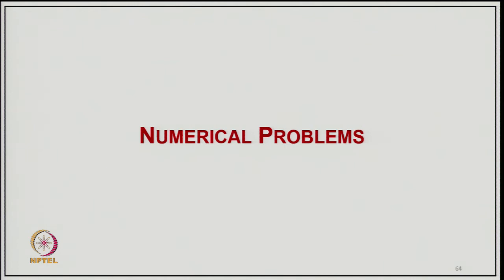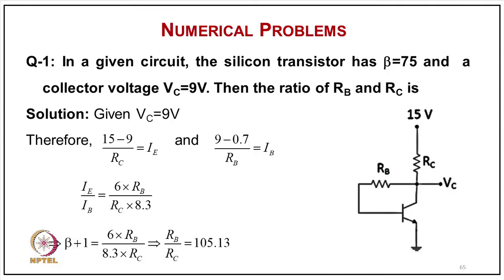So, now coming to the typical kind of numerical problem. Taking the first numerical problem, in the given circuit the silicon transistor has a beta equal to 75 and the collector voltage is Vc equal to 9 volt. Then you can find out the ratio of RB to RC. So, the given condition is Vc equal to 9 volt. So, we can say 15 minus 9 divided by RC equal to IE, and 9 minus 0.7 divided by RB will be IB.